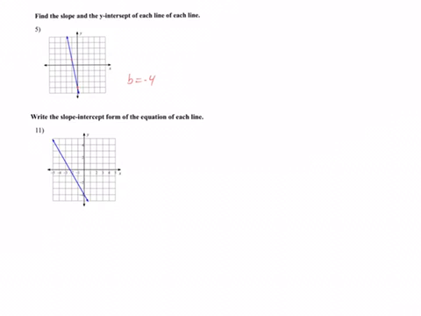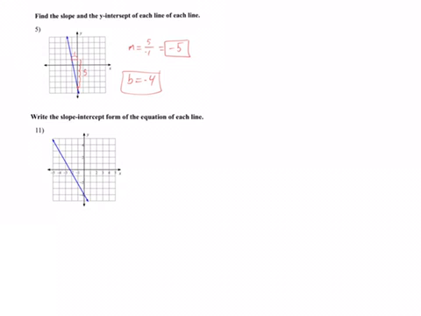So first of all, I notice it's going downhill when I look at it from left to right, so I know my slope is going to be negative. So my rise, from here up to there, is going to be 1, 2, 3, 4, 5. Over, and then from here to here, it's going to be a negative 1. So 5 over negative 1 is just negative 5. So this is my slope, this is my y-intercept.